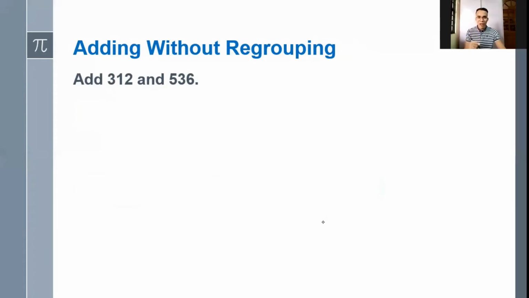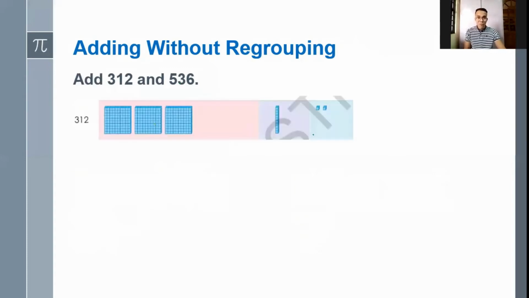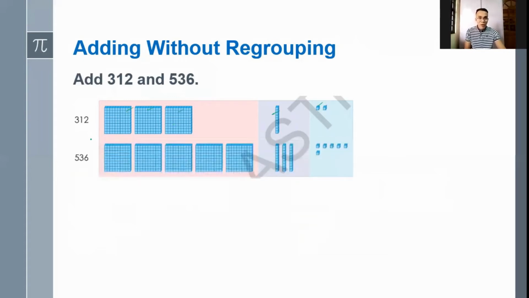You have to recall that addition means putting objects together, putting numbers together. For example, add 312 and 536. Let's add these two numbers using the base 10 blocks and the place value chart. These are the number of blocks for 312. There are 3 hundreds, there is only one 10, and there are two ones. And for 536, there are 5 hundreds, there are 3 tens, and there are how many ones?